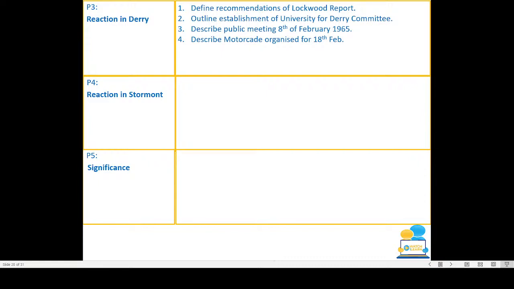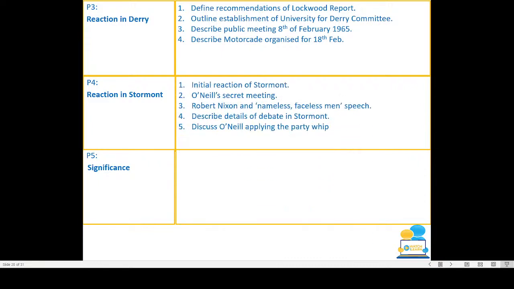And we'll describe the motorcade that was organised for the 18th of February, and we could maybe mention O'Neill's poor reaction to this display of strength and unity from both communities in Derry. Then we'll outline the reaction in Stormont. So the initial reaction of Stormont, how it was actually quite shocked that those communities were working together in this local activist group, the University for Derry Committee, and how they were surprised at the strength of the movement in opposition to the Lockwood report.